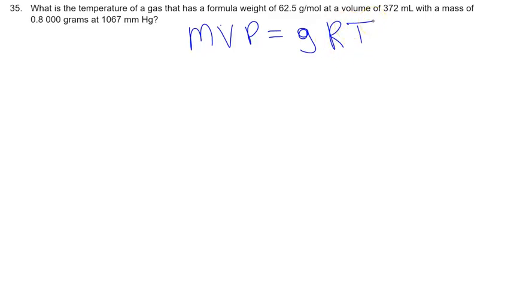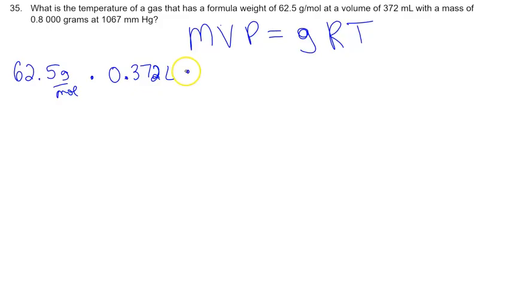Okay, so then I'm going to look to see, I do have a formula weight. Remember, formula weight and molar mass mean the same thing. It's kind of an old school way of saying molar mass. Remember, molar mass is the same thing as your periodic table number. So we have a start here of molar mass of 62.5 grams per mole. Our volume is 0.372 liters. Got to move it 3 to the left or do a grid. It has to be in liters.